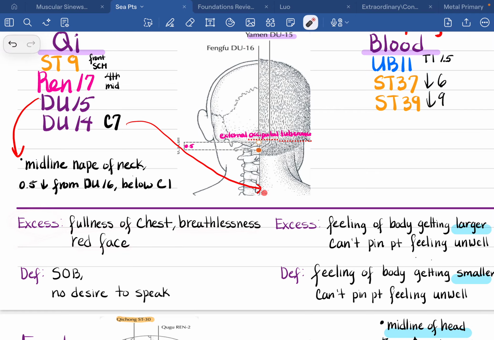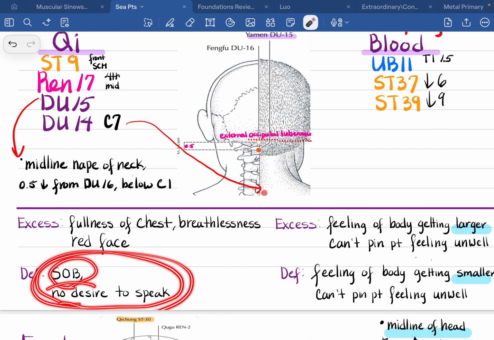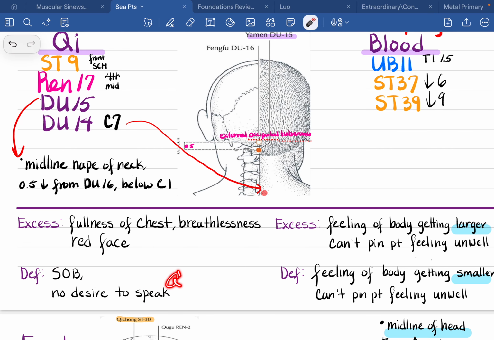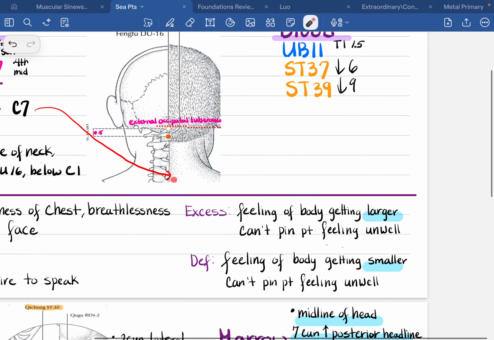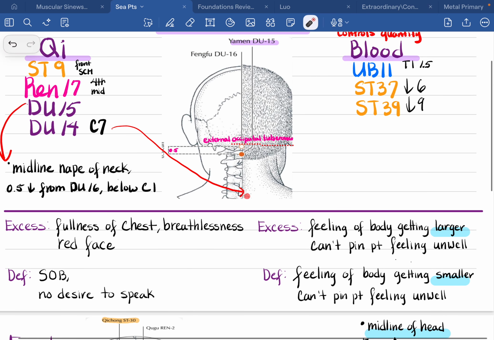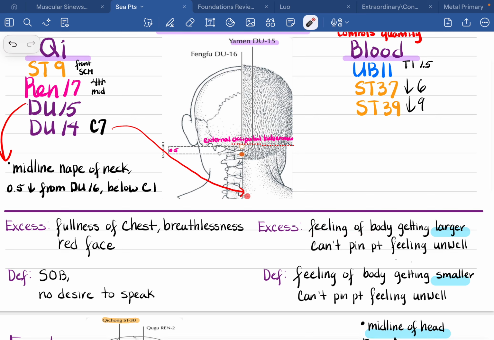So get it? Excess. And then deficiency would be shortness of breath. You can't breathe, right? And then no desire to speak. Because you don't have the energy to be able to breathe and be able to speak. They both use an air passageway. So you can think of it that way. And then for the blood, feeling of getting larger, can't pinpoint, but you're feeling unwell.